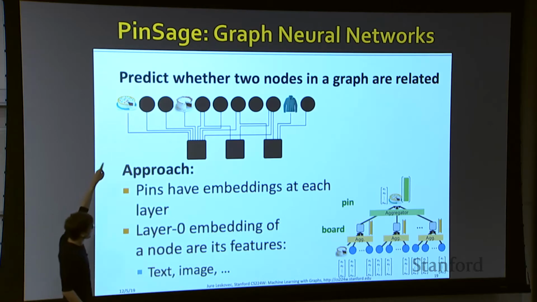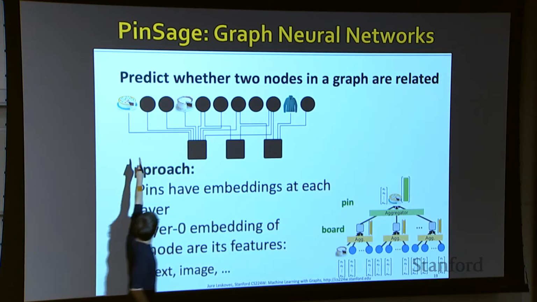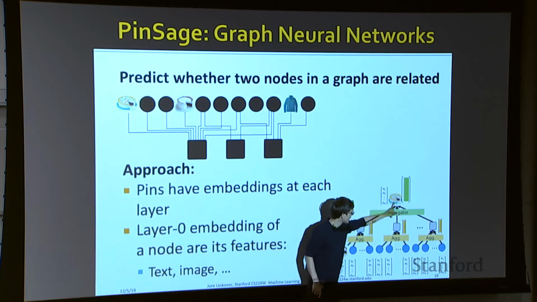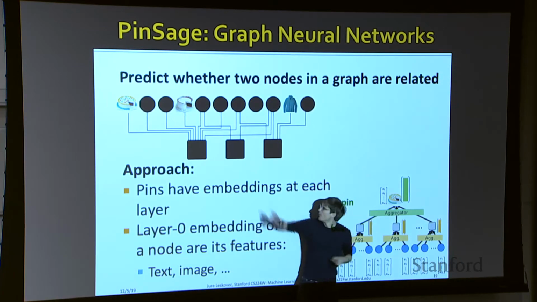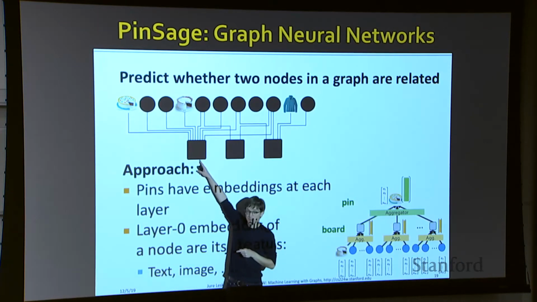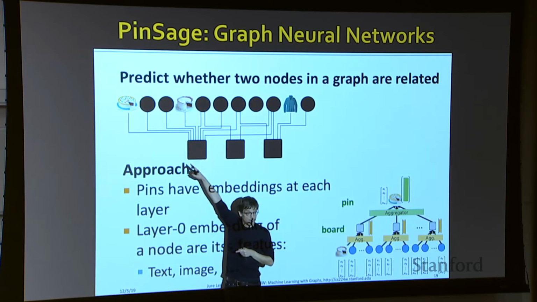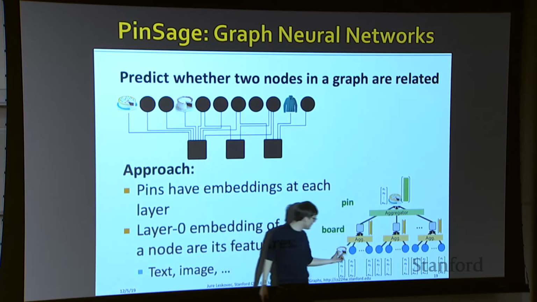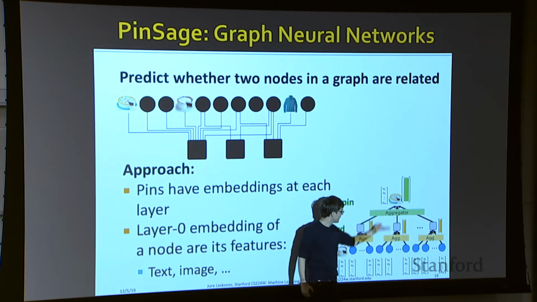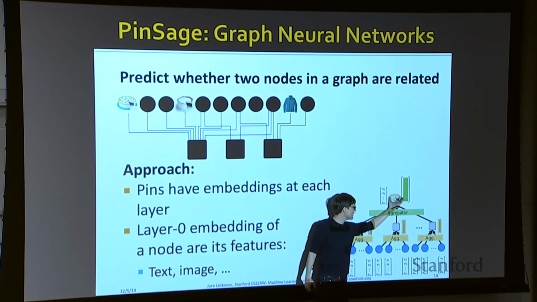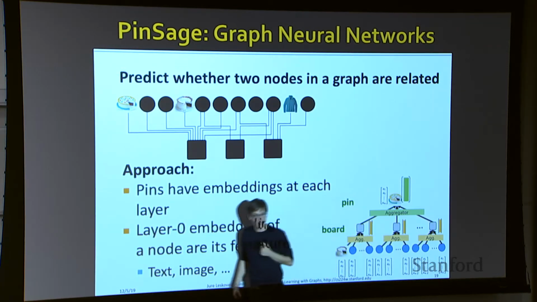So if I want to create the embedding for that little cake, I will also look at what other cakes are pinned to the same boards as my cake, and I will use their features and learn how to propagate and aggregate them to come up with the embedding of the cake, right?